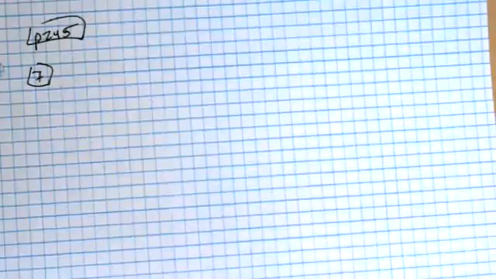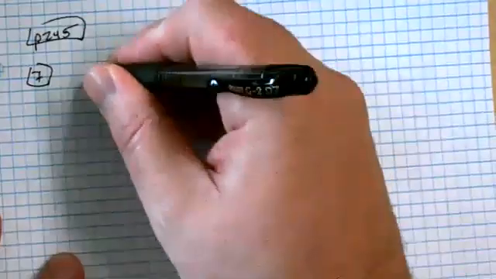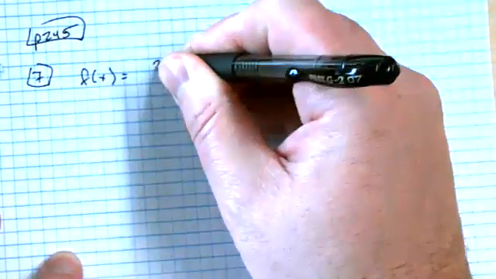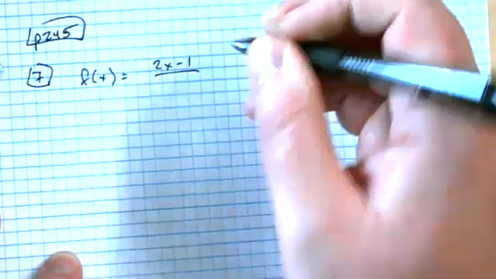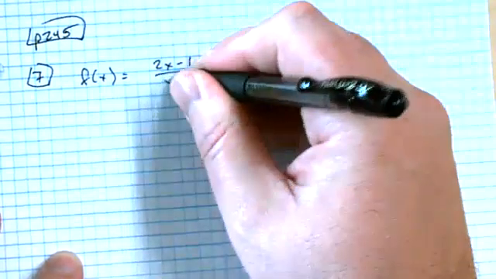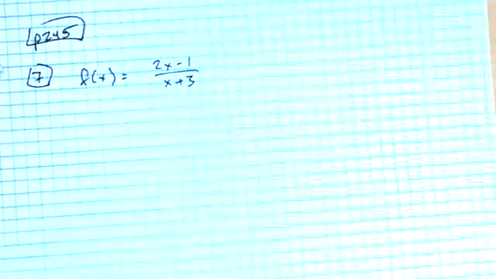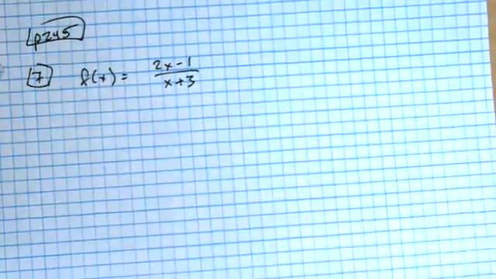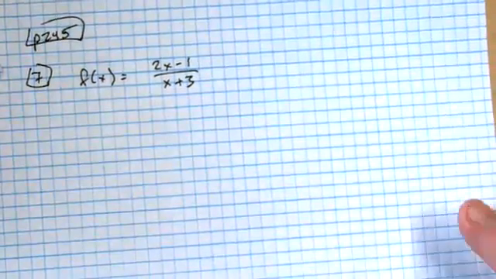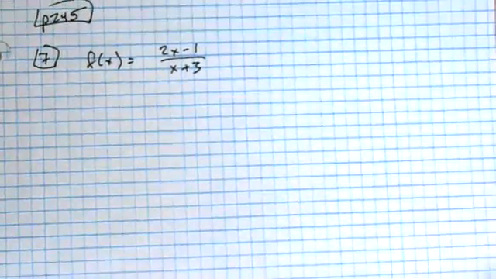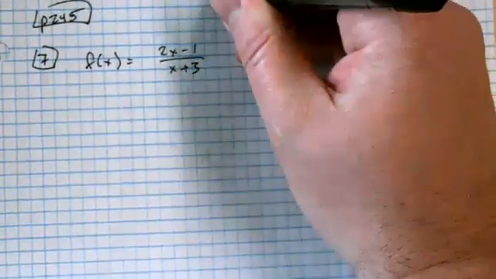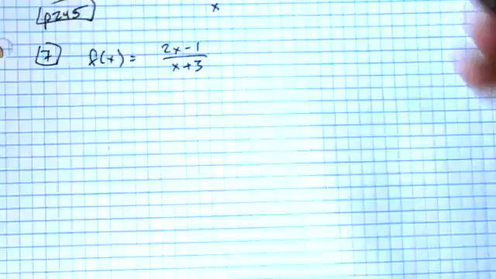So page 245, number 7, they gave us a function, (2x - 1)/(x + 3). And they're asking us to describe the transformations. So the key part of this problem is that we need to rewrite it. We're trying to transform a parent function of 1/x.